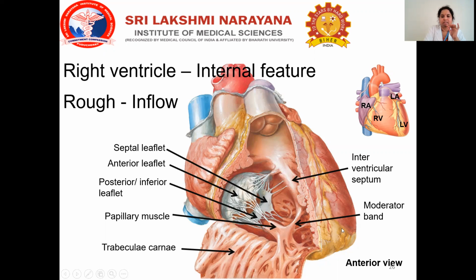What is the moderator band? The moderator band is considered a bridge where the two ends are fixed and the middle portion is elevated. So the moderator band is attached from the interventricular septum to the base of the anterior papillary muscle. The right bundle of His conducting fibers are believed to pass through this moderator band. The moderator band is also believed to prevent overstretching of the ventricle during diastole.